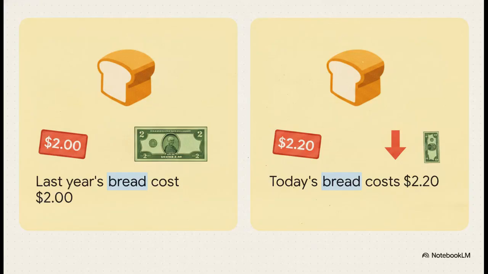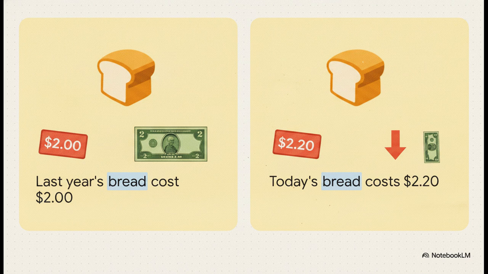Let's look at it this way. Say a standard loaf of bread cost you exactly $2 last year. You walk into the grocery store today, and that exact same loaf is $2.20. Math is simple, sure, but the implication of that 20-cent jump is pretty profound. That is inflation in action. Your $2 bill used to be enough to totally clear the transaction, and now it falls short.